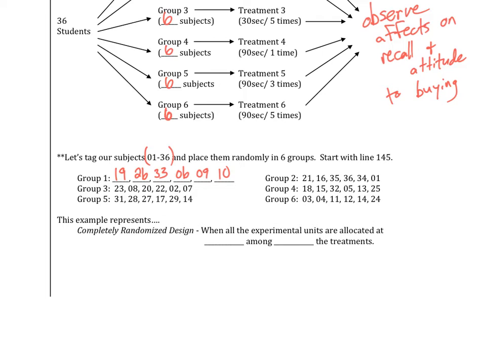We're not going to do all of these, but if you did the experiment, you would have to use the random digit chart and you'd have to assign 6 people in 6 groups. So this example represents a completely randomized design. That means when all the experimental units are allocated at random, so they're all allocated at random among all the treatments. So you're randomly selected to all the treatments.